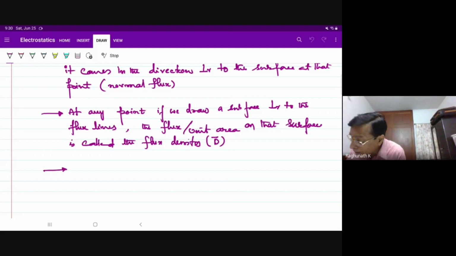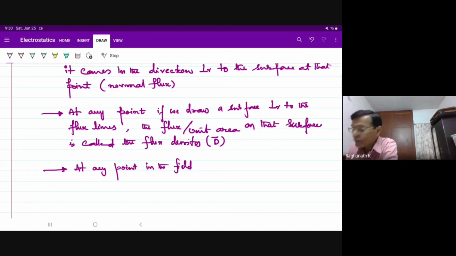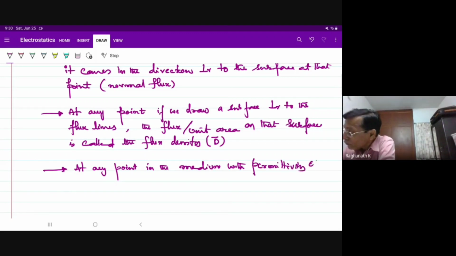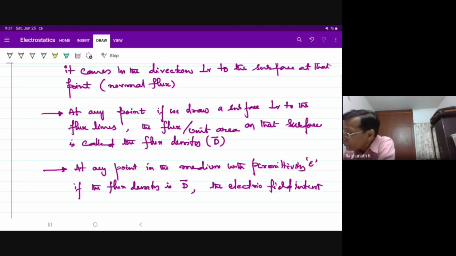I'll prove everything. At any point in the field, in the medium with permittivity epsilon, if the flux density is D bar, the electric field intensity E bar is equal to D bar divided by epsilon.